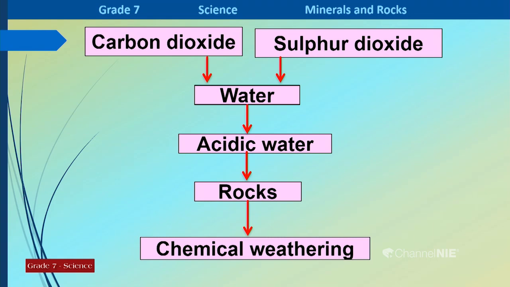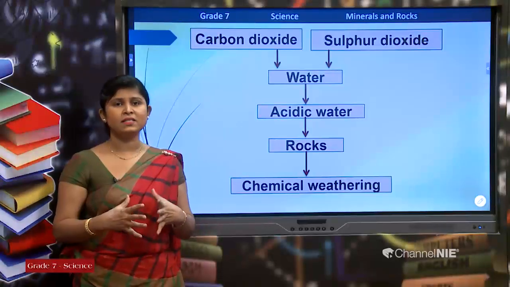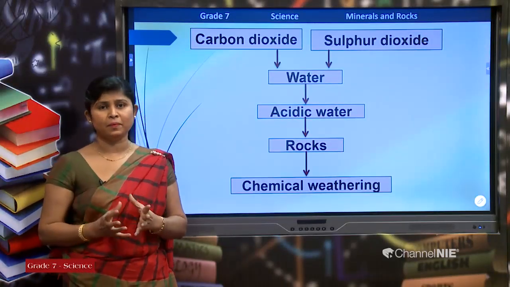Acidic water is formed by dissolving carbon dioxide and sulfur dioxide in water. Then when the acidic water falls onto the rocks, they are subjected to chemical weathering, right. I think you all can understand and it is very clear.